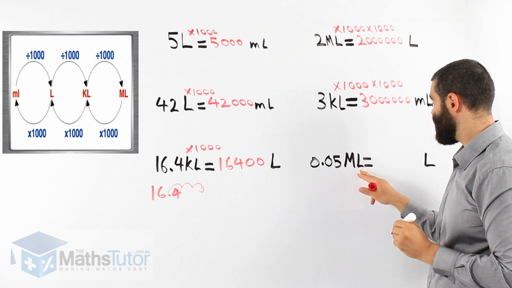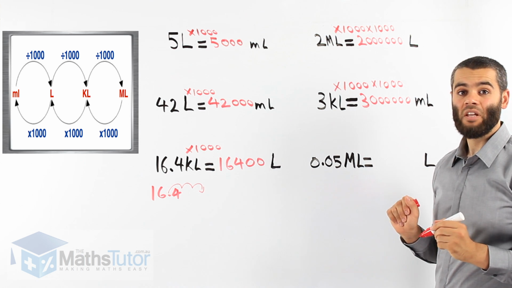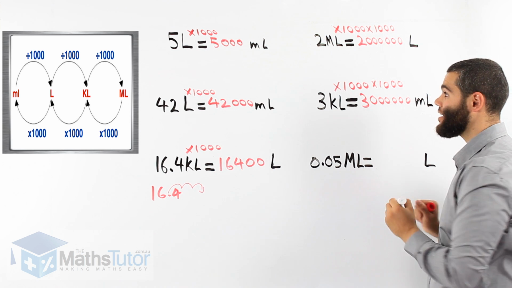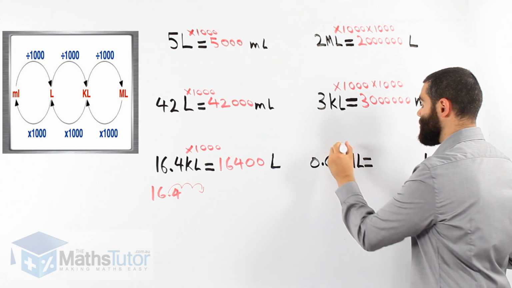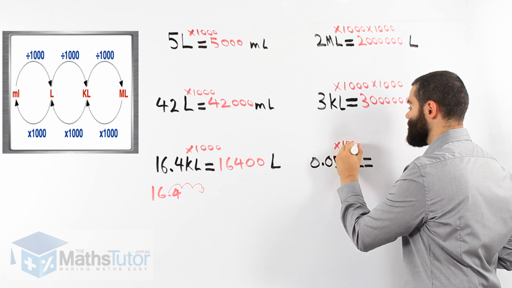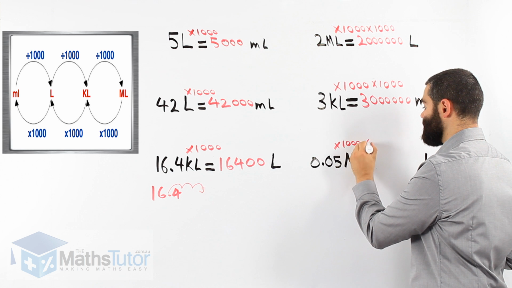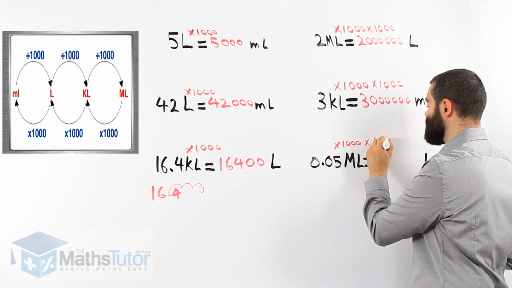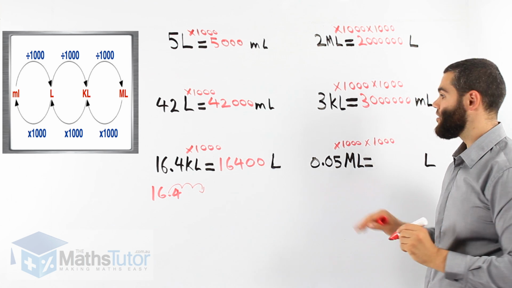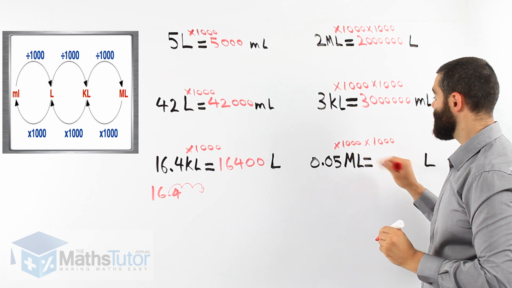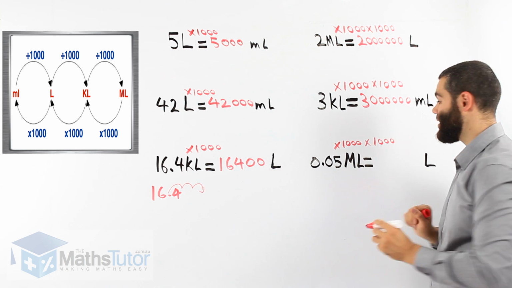Last one, 0.05 megalitres. How many litres is that? We're going from megalitres to litres, so we times by 1,000 to go to kilolitres first, and then times another 1,000 to go to litres. So from megalitres to kilolitres and then to litres.